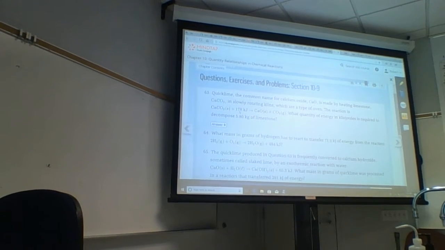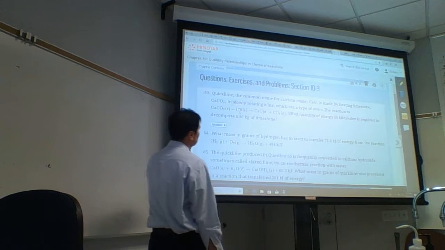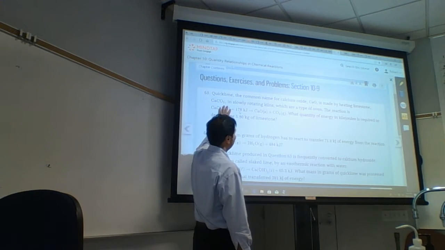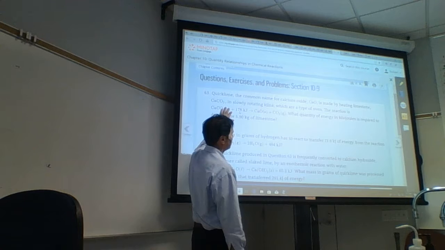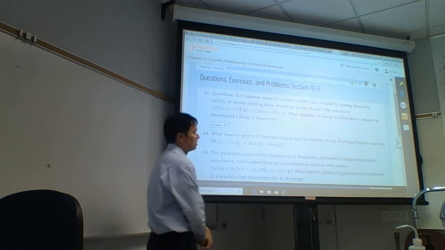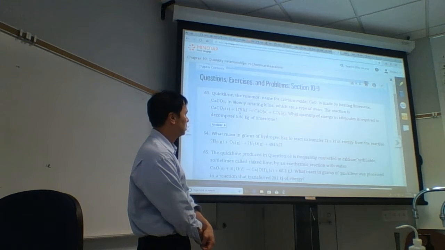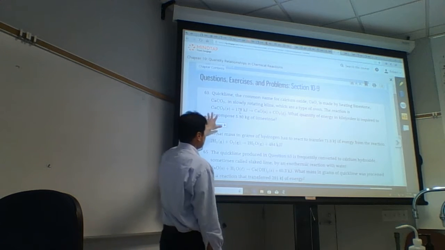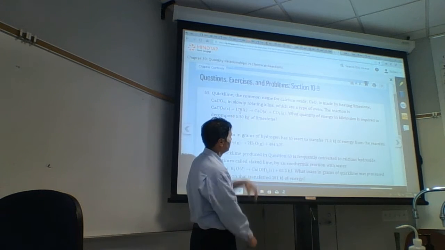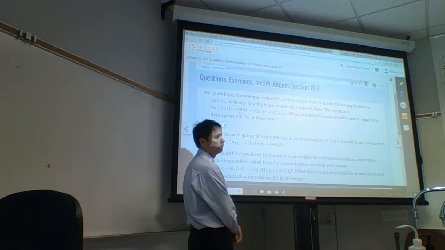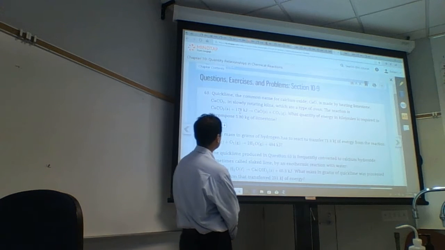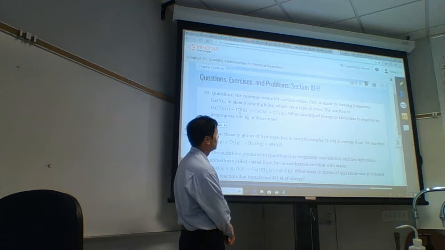Okay, let's take a look. Number 63, quicklime. The common name for calcium oxide is made by heating limestone, calcium carbonate, in slowly rotating kilns, which are a type of oven. This is a very interesting reaction. There's a documentary on Netflix that talks about Roman architecture, how this reaction was critical in them inventing concrete. Pretty interesting.